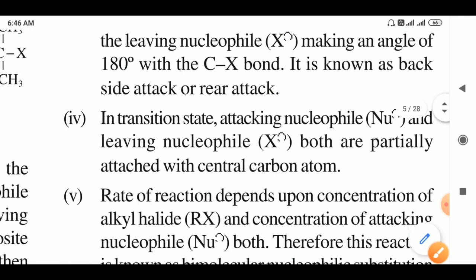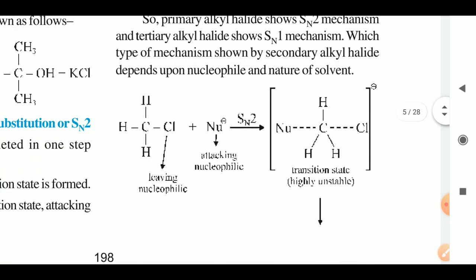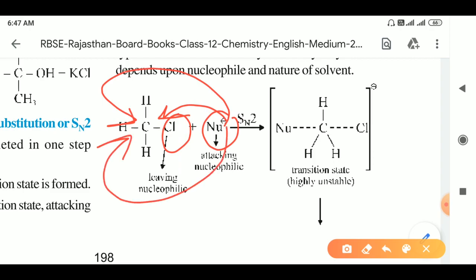How is it possible? See here, that is a reaction: CH3Cl. Now in this reaction, Nu minus is the nucleophile and Cl minus is the leaving group. That reaction is completed in only one step. When the nucleophile is negative and Cl is also negative, how is it possible that the nucleophile attacks from the front side? There is a repulsion. So it always attacks from the back side of the reactant species, not from the front side.